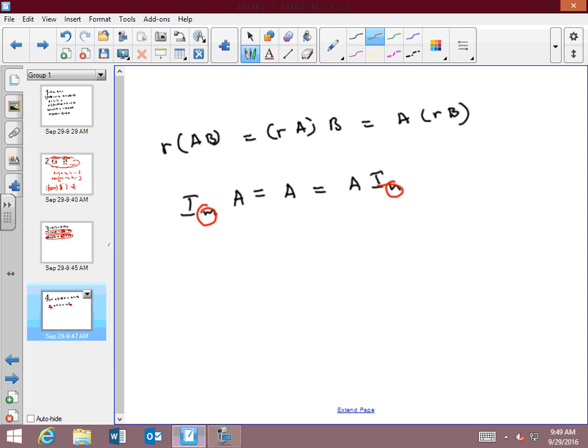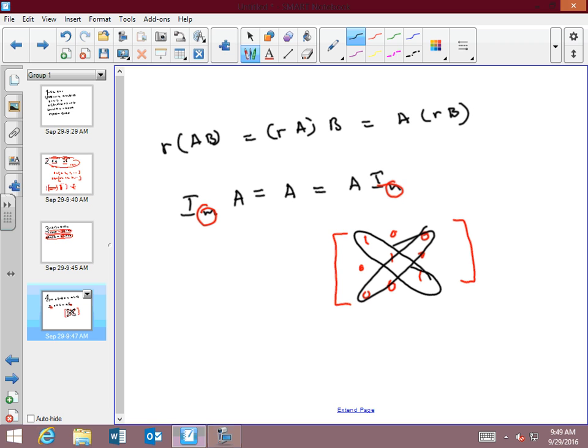But the identity element is always that element that has the ones down the diagonal and zeros elsewhere. That's always the identity element. It has a diagonal of ones, and the diagonal runs that way. It does not run this way. It runs this way for the identity. Okay.